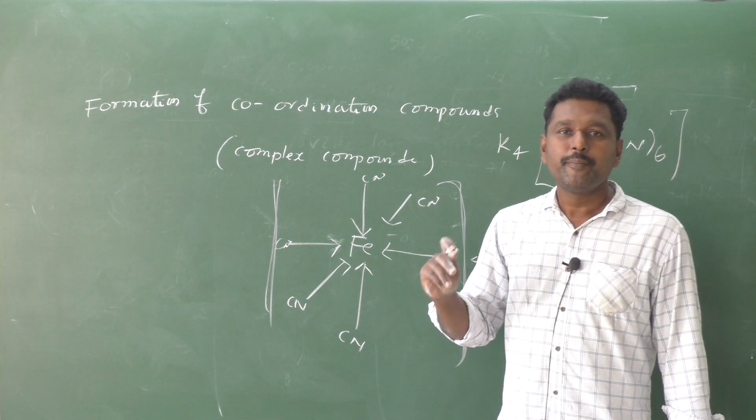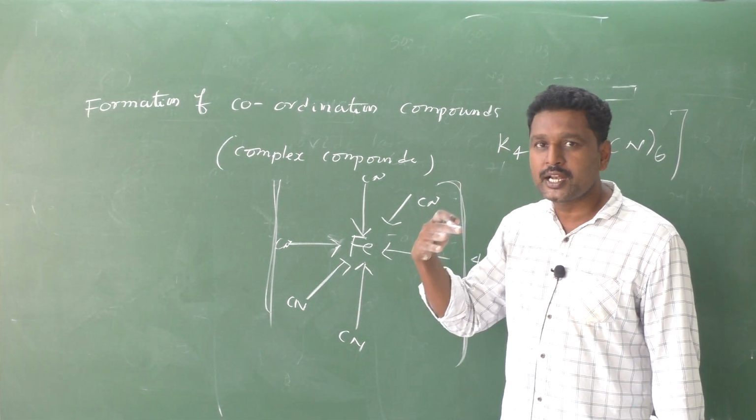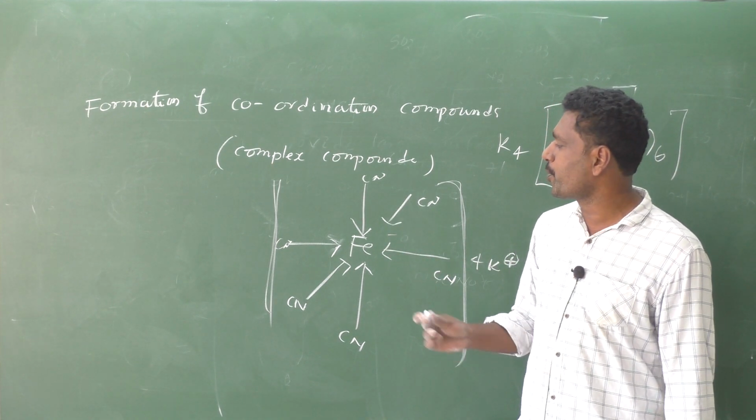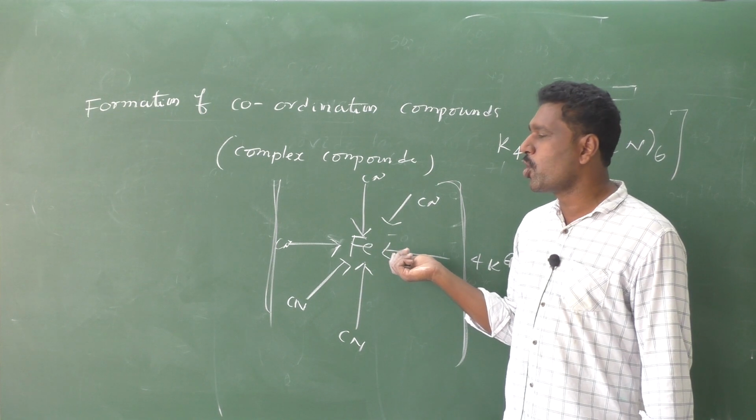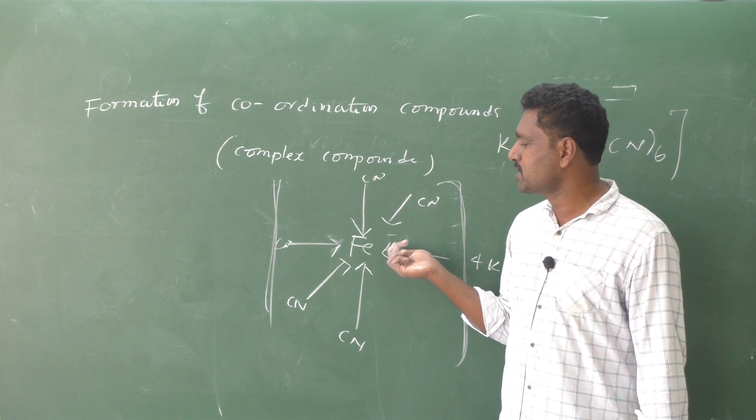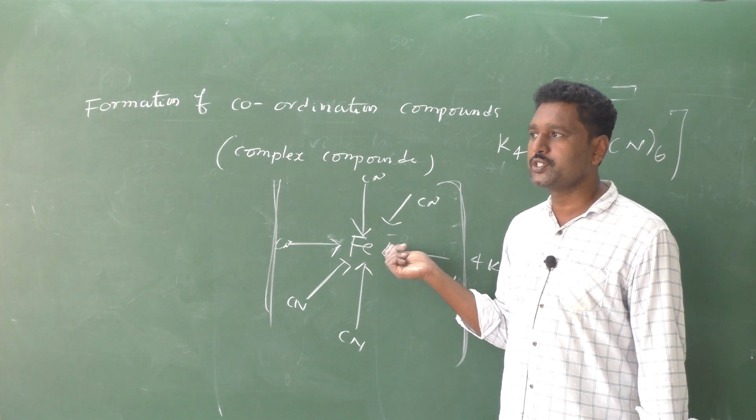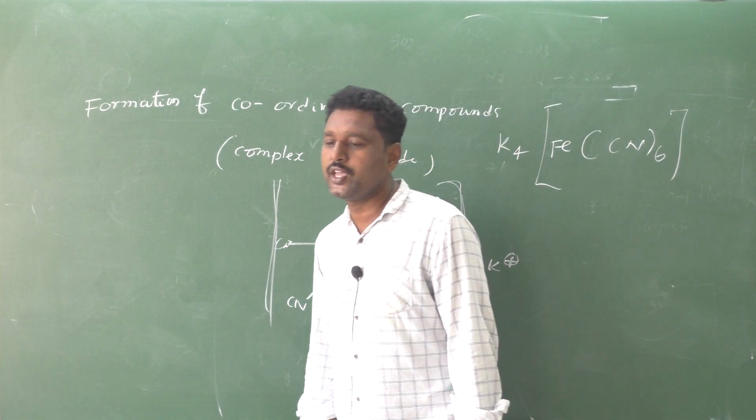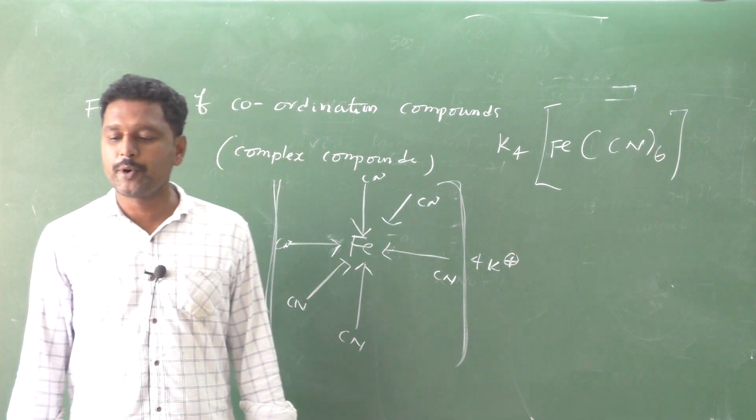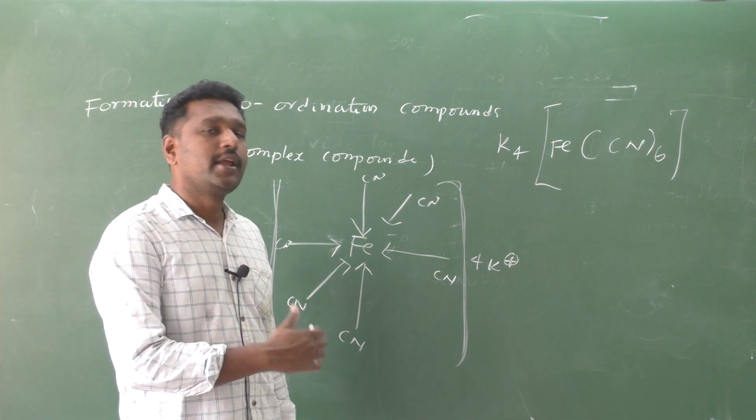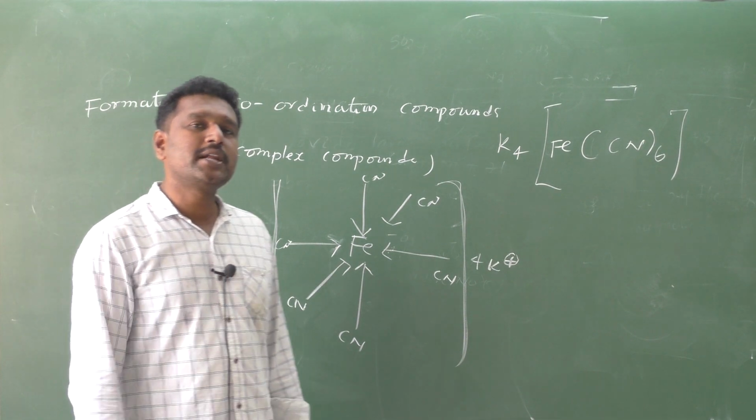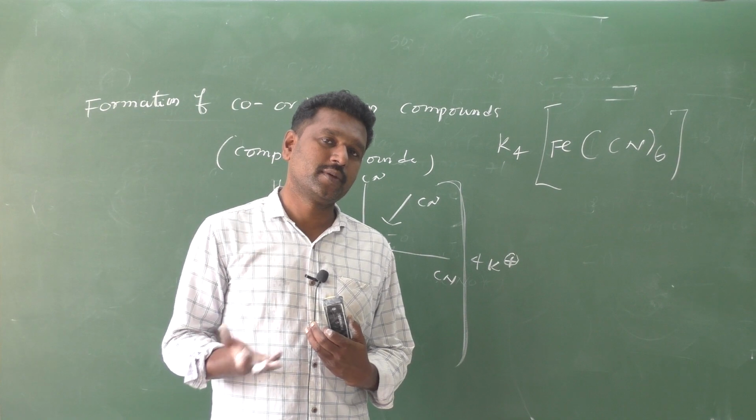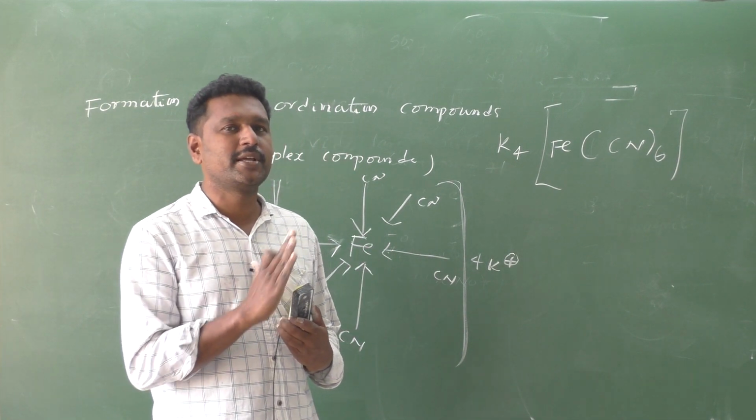So d block elements have one special category, that is formation of coordination compounds by coordinate bonds. This is also one of the important properties of the d block elements. These properties are called transition properties. Many properties are there, but I am just explaining these properties briefly.